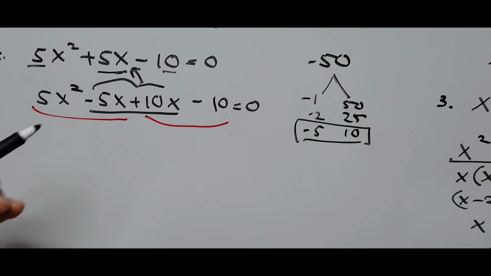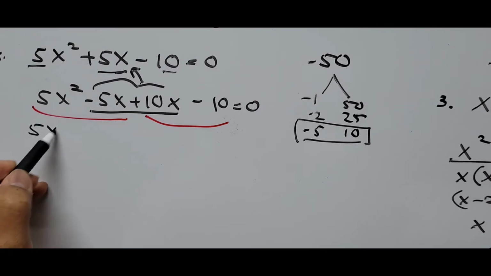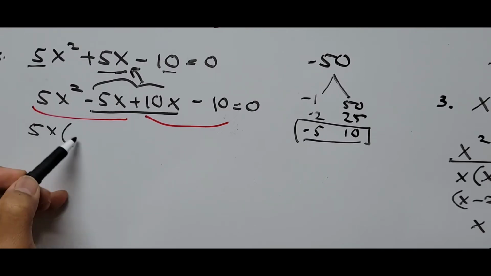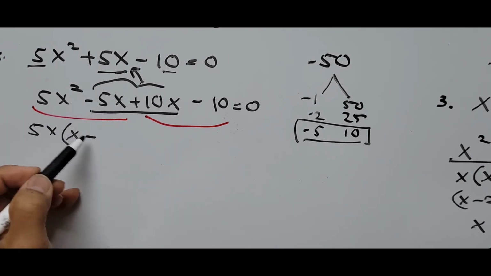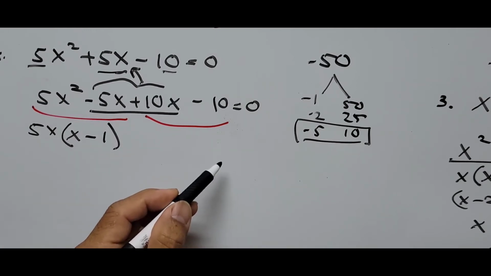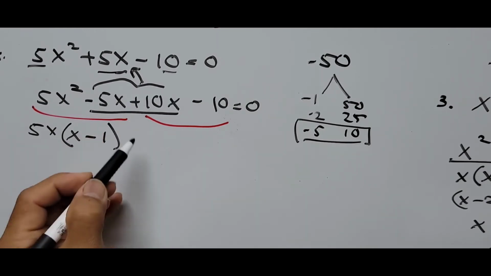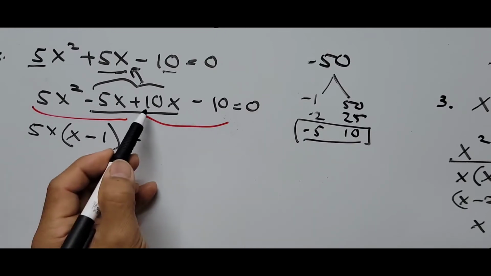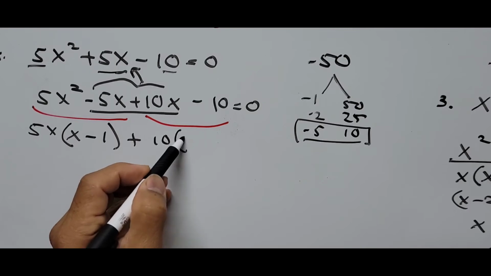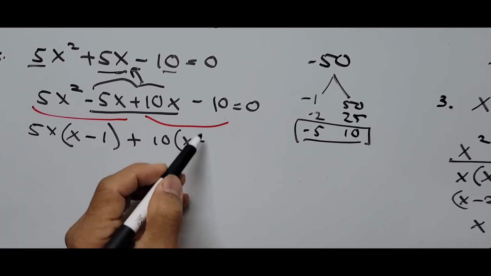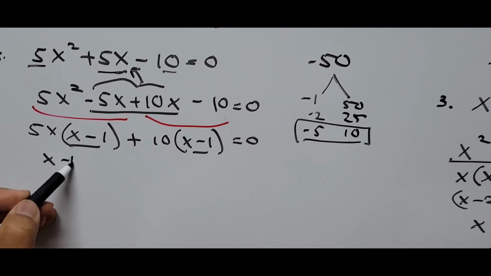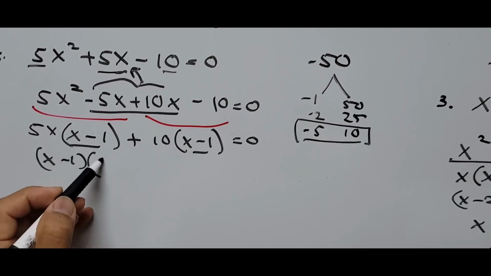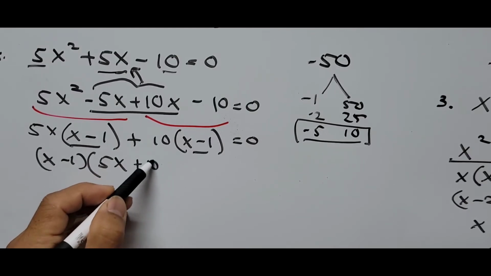So factor that. We have 5x, and what's left on the left side is x, since this is minus. What's left here, factoring 5x out of it, is 1. And factor this out here: this is plus, and what you can factor is 10. Factor 10 out of that, it will be x, and 10 divided by 10 is 1. Since that's minus, it's minus here, so 0. And this has the same factor, so factor that out: x minus 1. What you have left is 5x plus 10 equals 0.